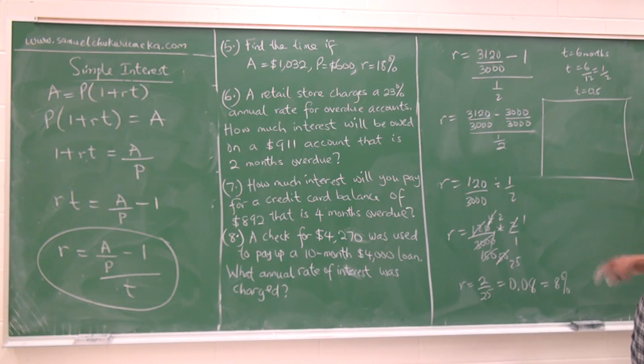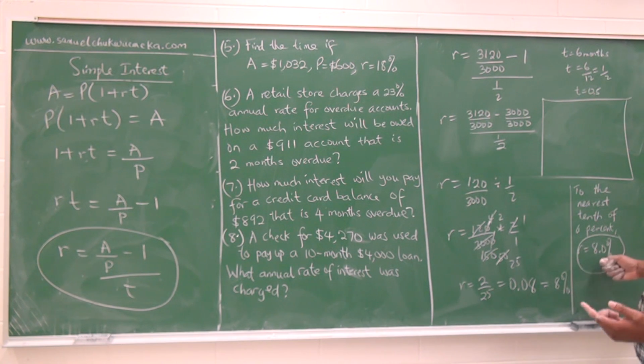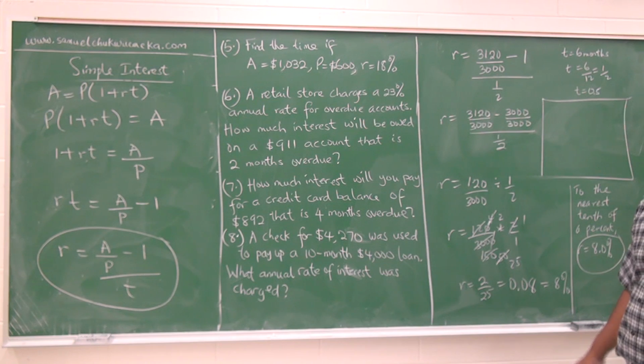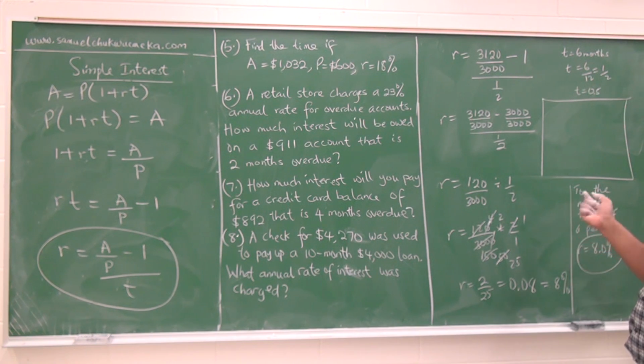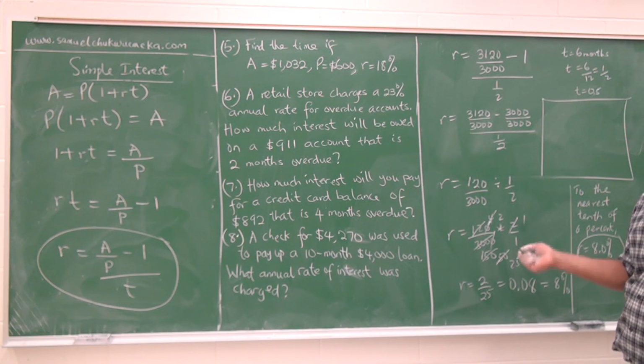Now, it says to the nearest tenth of a percent. The question says to the nearest tenth of a percent. So, to the nearest tenth of a percent, our R will now be 8.0%. Because it's just like to one decimal place. To the nearest tenth of a percent, you now put 8.0%. It's the same thing as saying to one decimal place, which is 8.0.